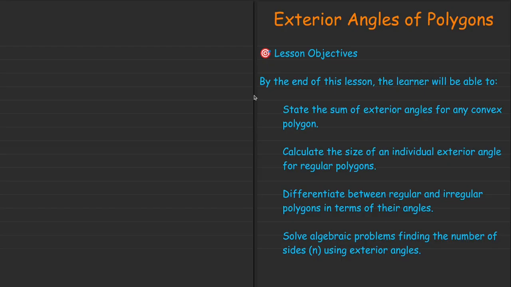In this lesson, we are looking at exterior angles of polygons. By the end of this lesson, you should be able to state the sum of exterior angles for any convex polygon. You should be able to calculate the size of an individual exterior angle for regular polygons. Take note, regular polygons. And due to that, we'll be able to differentiate between regular and irregular polygons in terms of their angles. And finally, you should be able to solve algebraic problems, finding the number of sides using the exterior angles. So without much ado, let's quickly look into it.